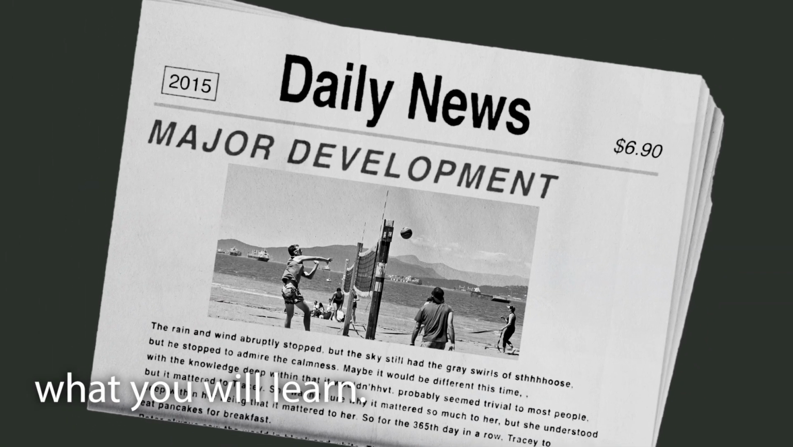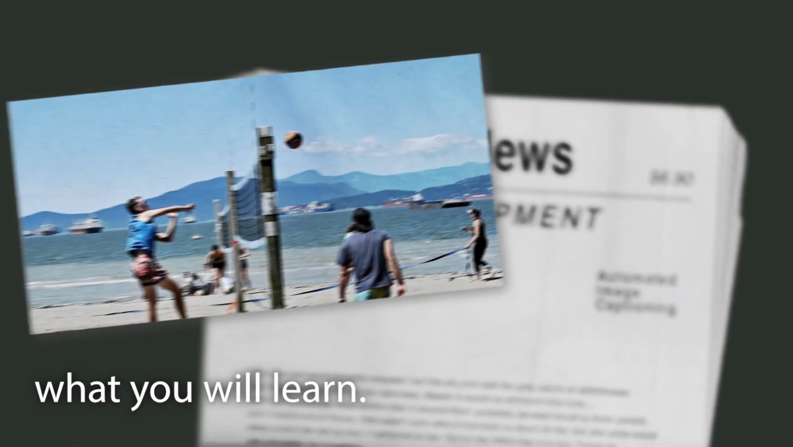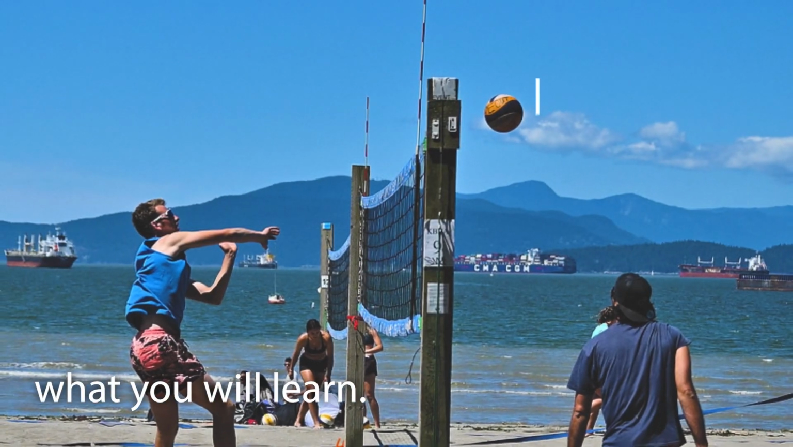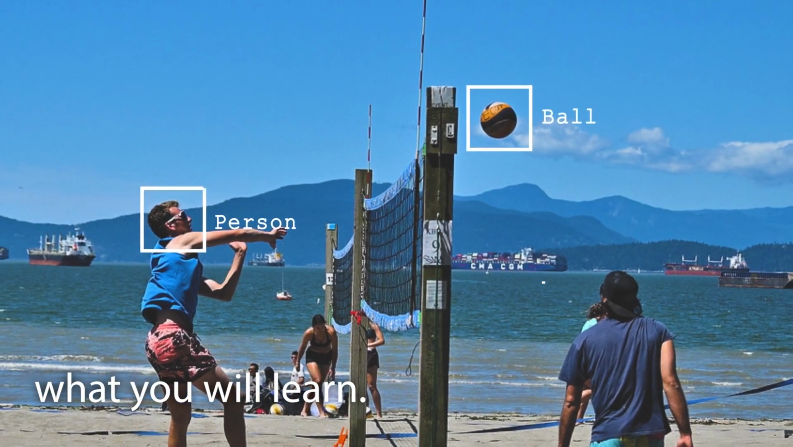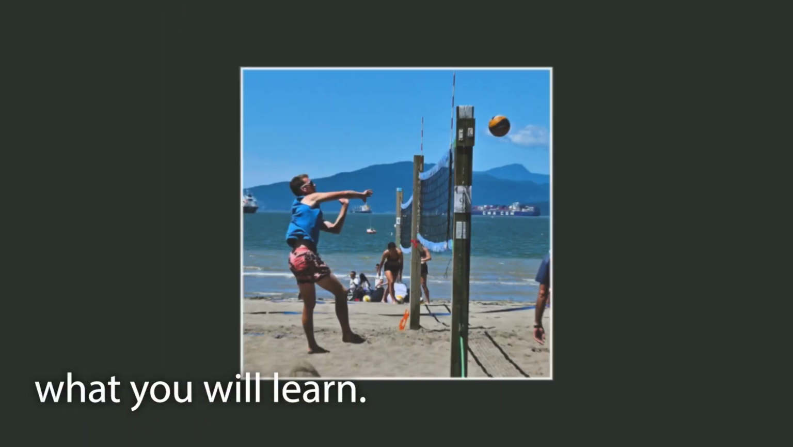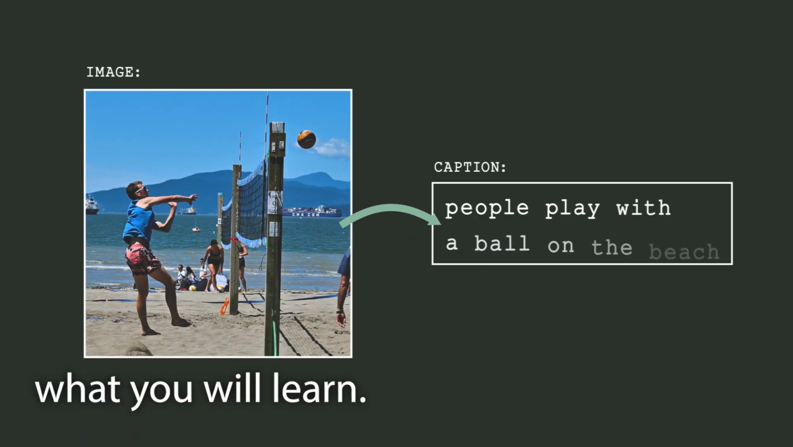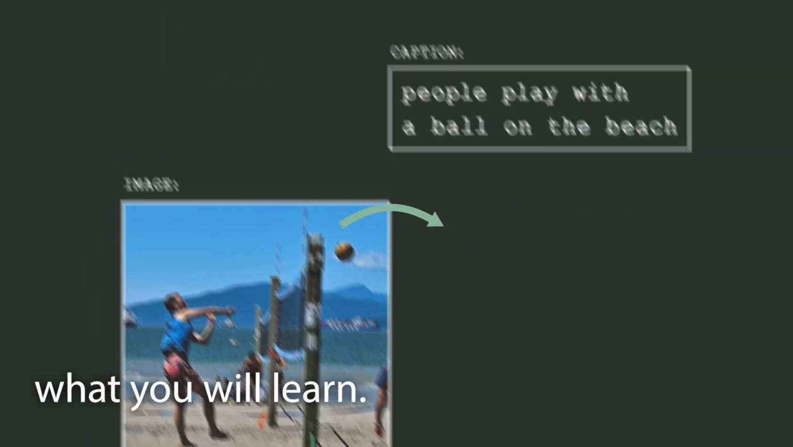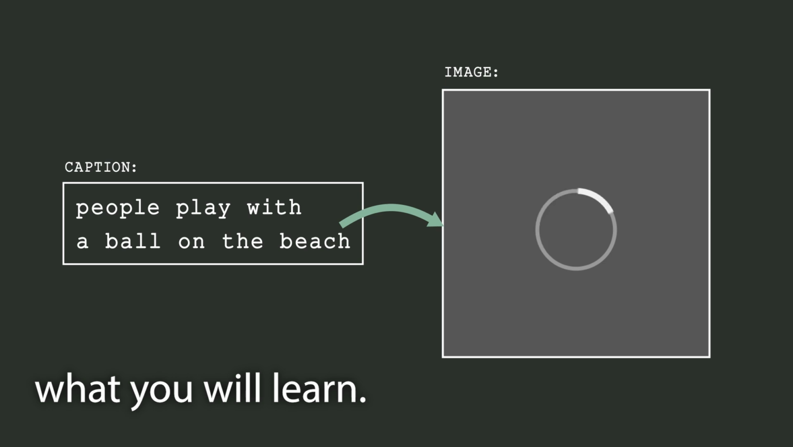7 years ago, back in 2015, one major development in AI research was automated image captioning. Machine learning algorithms could already label objects in images, and now they learned to put those labels into natural language descriptions. And it made one group of researchers curious. What if you flipped that process around?